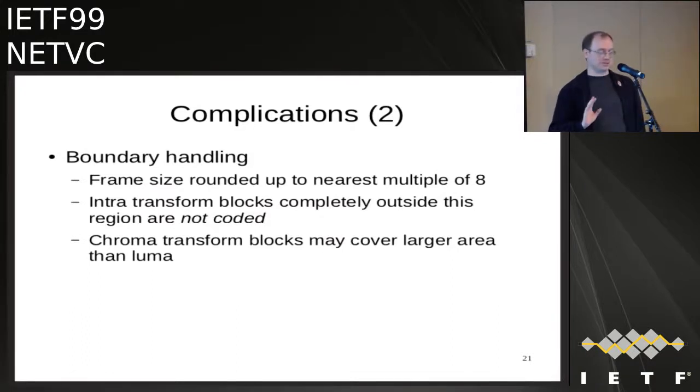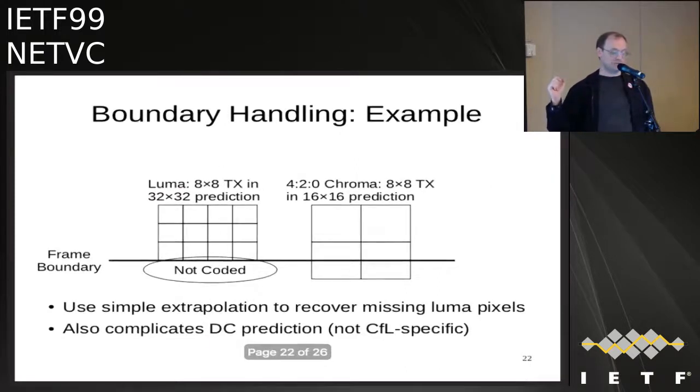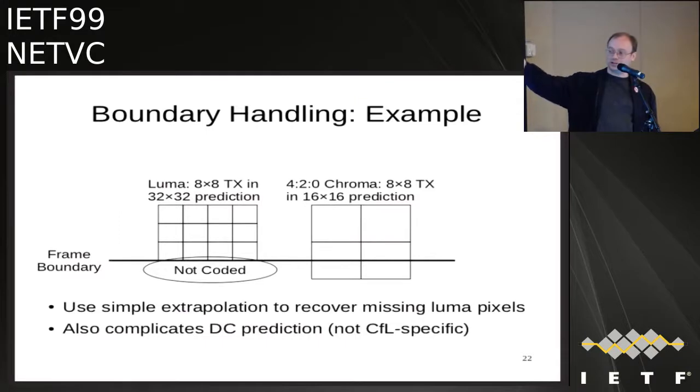Which is fine, until you also realize that your chroma transform blocks can actually cover a larger area than the corresponding luma transform blocks. This might be easier to see if you go to the next slide where there's a picture. So here's an example of when this happens. If I have a 32 by 32 prediction block with 8 by 8 transforms inside of it, in the luma plane it looks like this. As it runs into this frame boundary, the last four blocks there are just not coded. They don't appear in the bitstream.